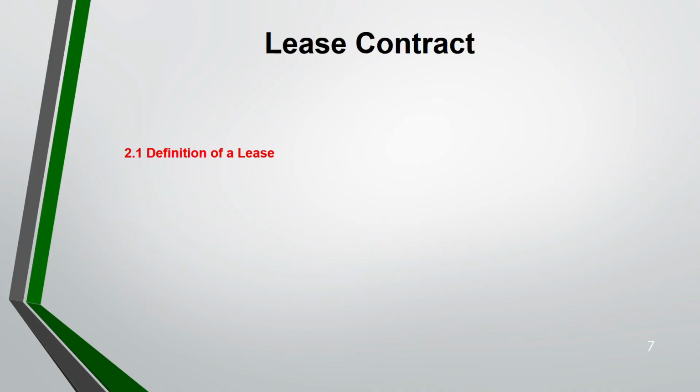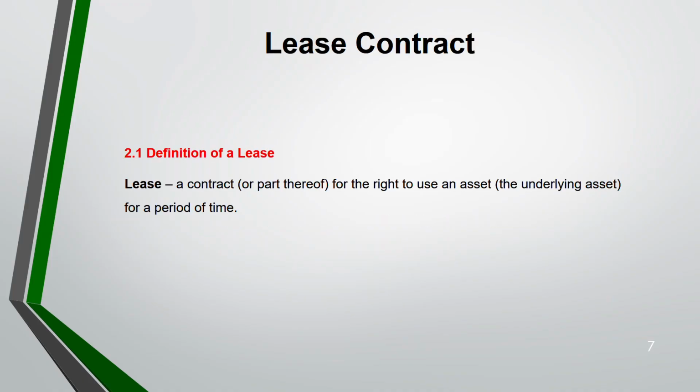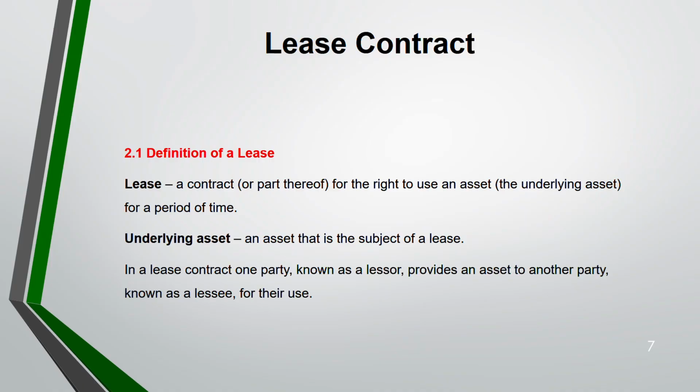Now, definition of a lease. What is a lease? A lease is a contract for the right to use an asset for a period of time. What is an underlying asset? An asset that is the subject of your lease. In a lease contract, one party is known as lessor, and the other party is known as lessee. So lessor is the one who is going to give that asset to a lessee to use it, and in return lessee is going to pay lessor for using that asset for a fixed period of time.